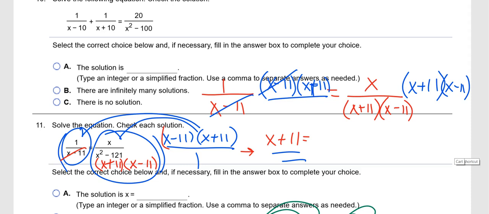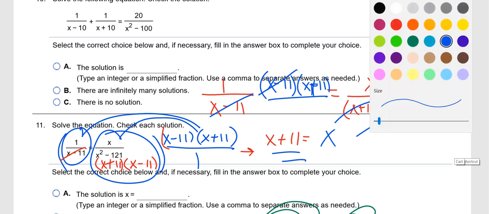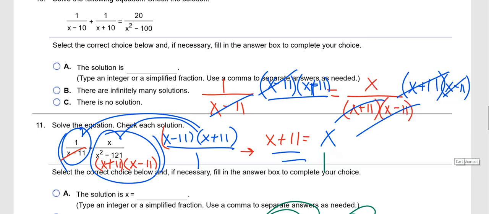And on the other side, what cancels? This, right? Just leaving me x. Now what? The x's would cancel out. Excellent observation. Leaving me 11 equals 0. When in your lifetime has 11 ever equaled 0? Never. So there is no solution to this.